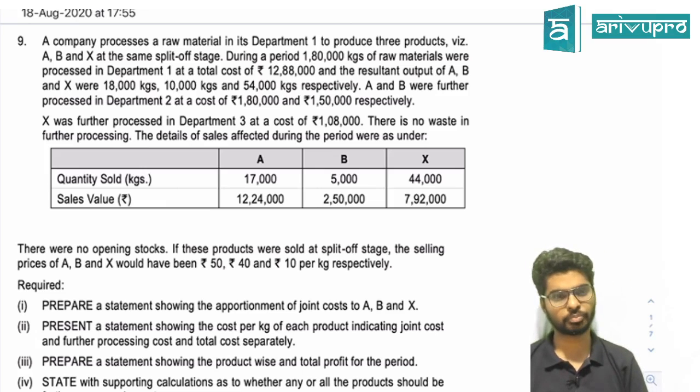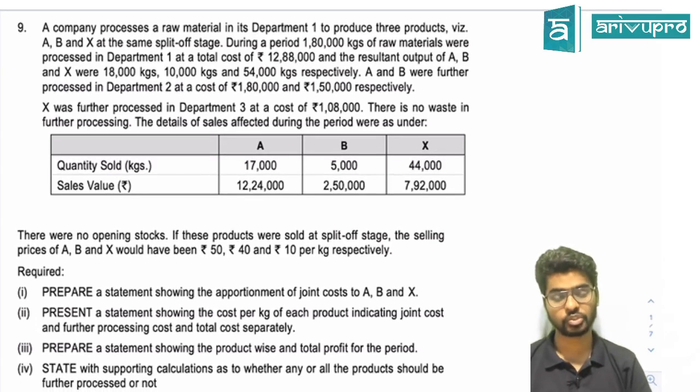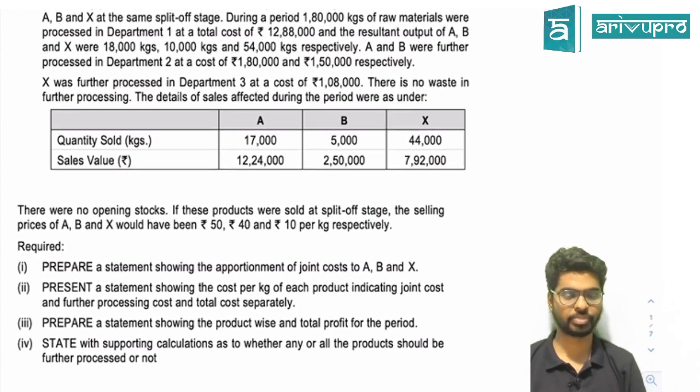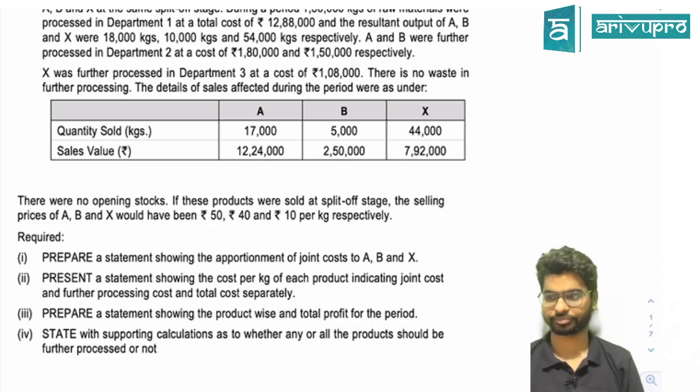X was further processed in department 3. There was no further waste. The details of the sales are given, quantity used and the sales value. There was no opening stock. If these products were sold at a split off stage, the selling price of A, B and X would have been 50, 40, 10 respectively. Prepare a statement showing the apportionment of joint cost to A, B and X.